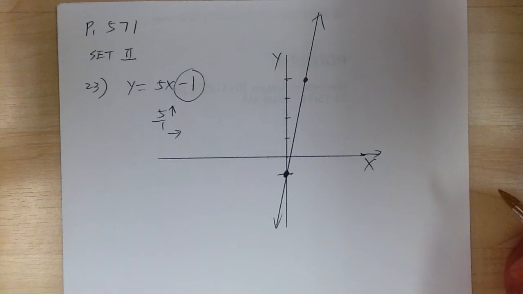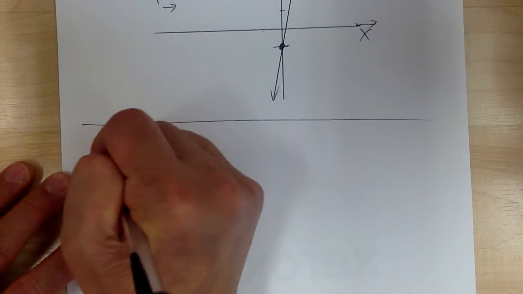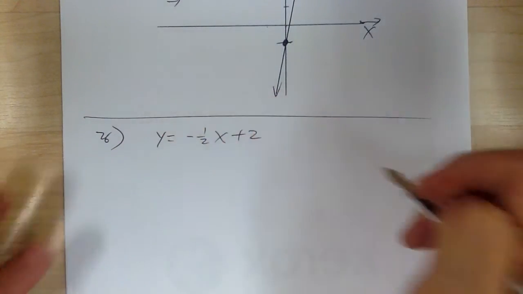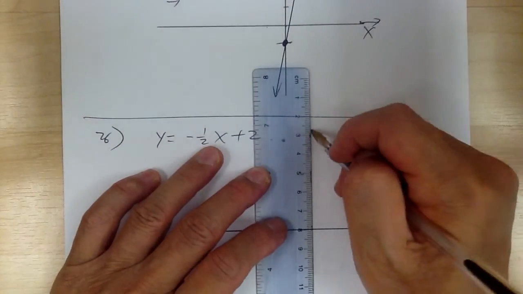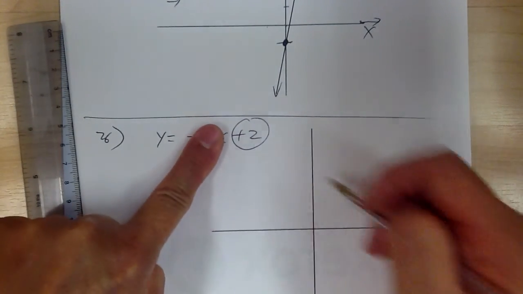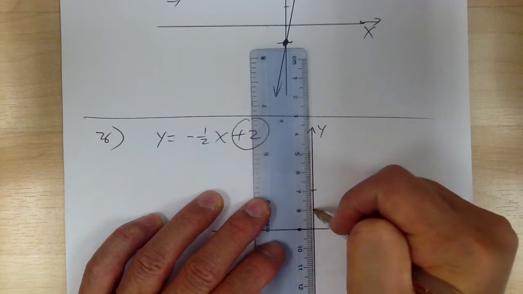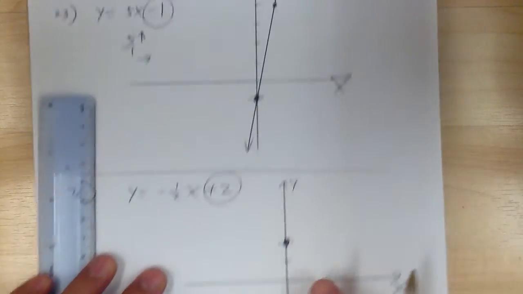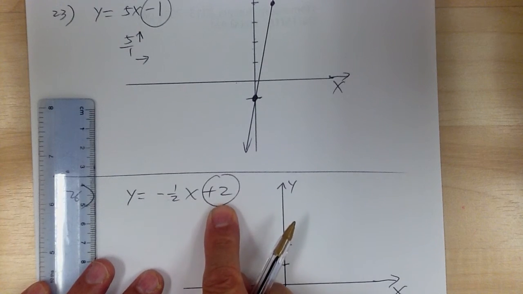And let's go to number 26, which uses a negative. You have y equals negative 1/2 x plus 2. So when you graph, that's your intercept. When x equals 0, this is gone, so y equals 2. So y equals 2, so 1, 2. That is your starting point right over here. Your starting point should always be on the y-axis, which is why it's called the y-intercept.